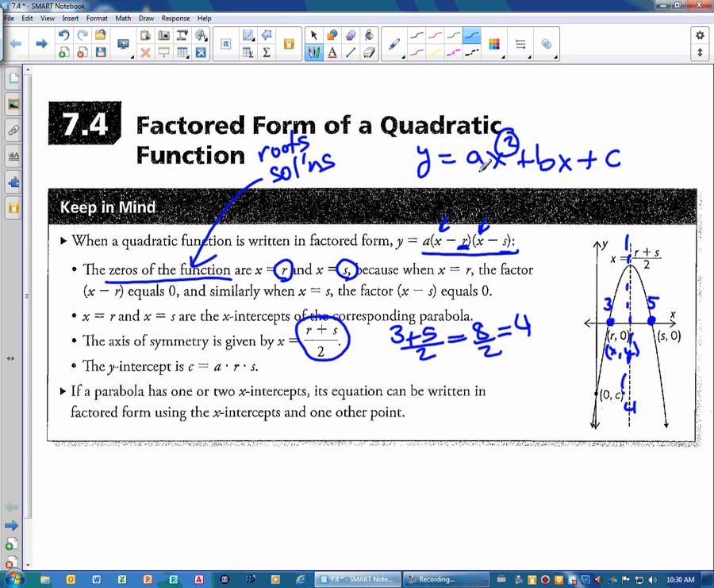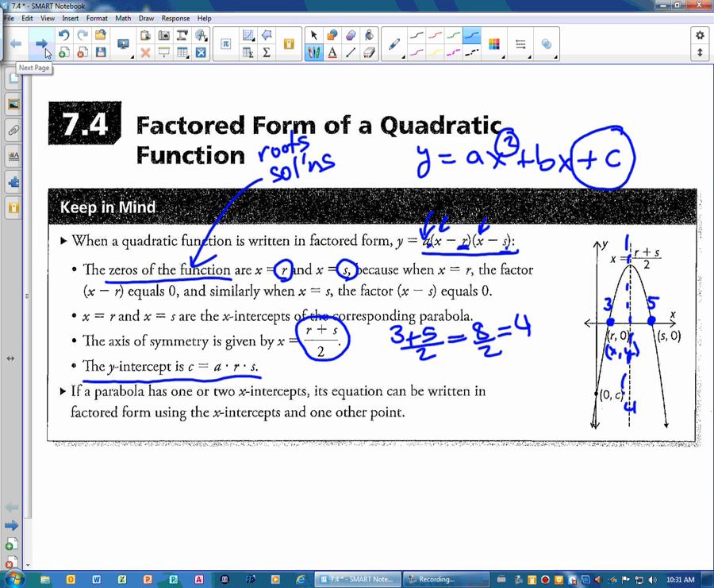Now, this isn't written in the form of ax squared plus bx plus c. You can't pull out the y-intercept anymore. Remember how the last letter in a quadratic equation is always the intercept. So they're saying, but you can calculate it. So if you take r multiplied by s, and then multiplied by this a at the beginning, this is that leading coefficient. Remember, this a tells you if the graph opens upwards or opens downwards. You are going to be able to calculate what the y-intercept is. And then lastly, it says if a parabola has 1 or 2 x-intercepts, its equation can be written in factored form using the x-intercepts and one other point.